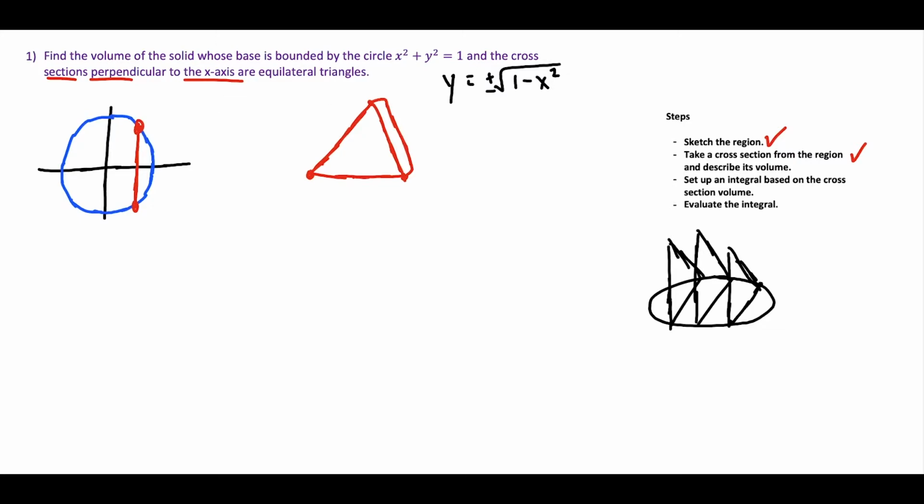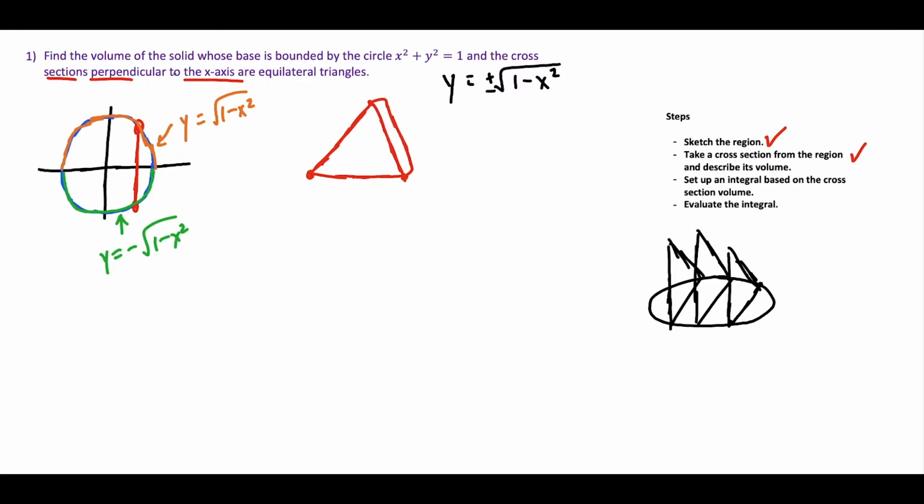But the plus minus, the way to interpret it in the context of this question is the plus square root models the top half of the circle, and the minus square root models the bottom half. So with this information here, we can go ahead and describe the length of one of the cross sections here.